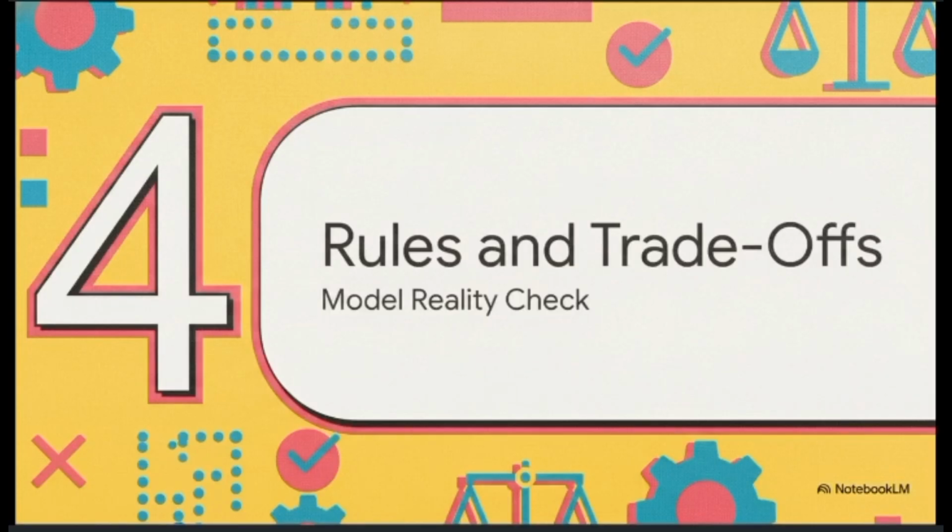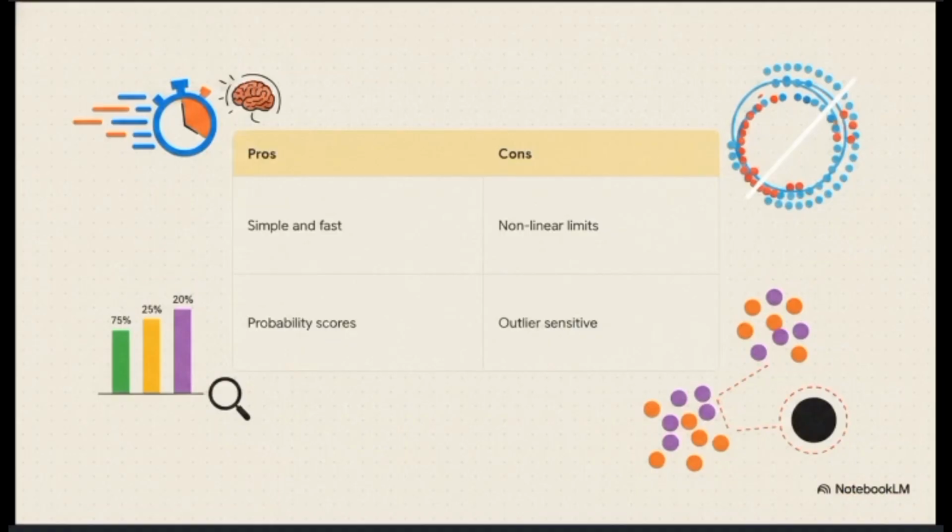All right, time for Section 4, Rules and Trade-offs. So, no algorithm is perfect for every single situation, so let's get real about the trade-offs. On the pro side, logistic regression is incredibly fast and simple to train. Also, it doesn't just give you a blind yes or no, it outputs actual probability scores, which is massively useful for making business decisions. It's also highly interpretable. You can look directly at the math and see exactly which features are driving the decision.